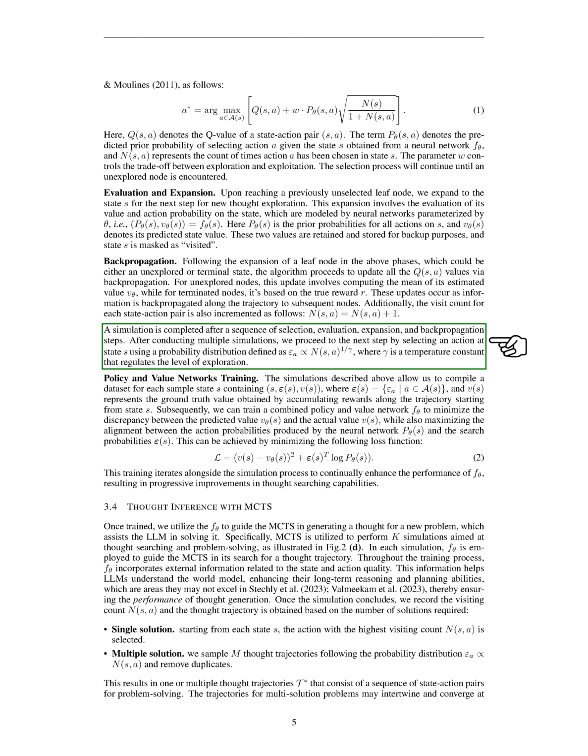After conducting multiple simulations, we proceed to the next step by selecting an action at state using a probability distribution. This distribution is proportional to the visit count raised to the power of a temperature constant that regulates the level of exploration.